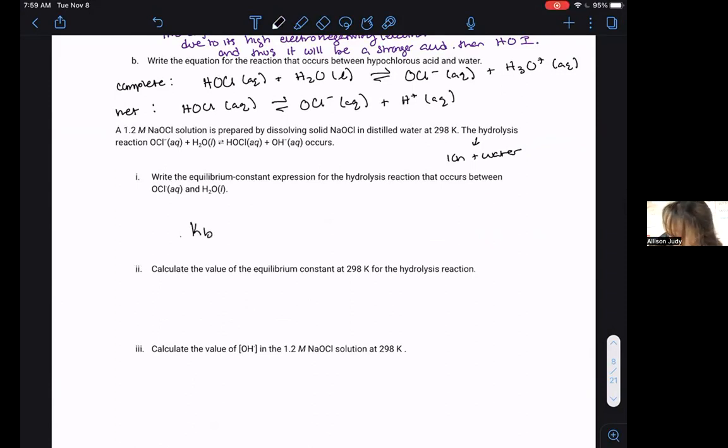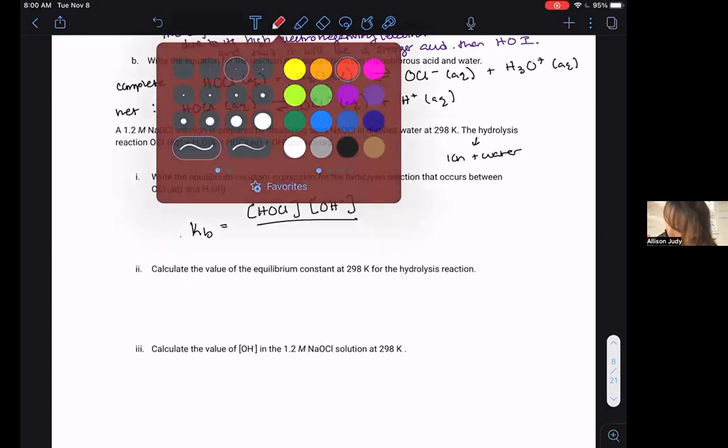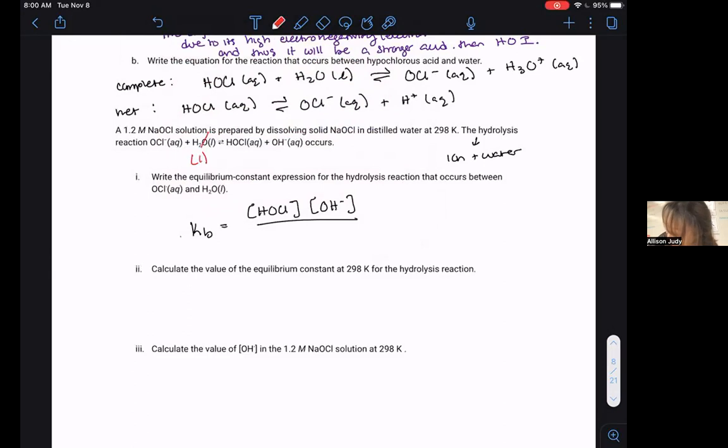Kb is going to be equal to the product, so HOCl of the forward reaction, raised to their respective stoichiometric molar ratio, times OH minus, all over the reactant. Well, we don't include water because again, it's a liquid. So that's like saying a 1, so we don't include it, okay?